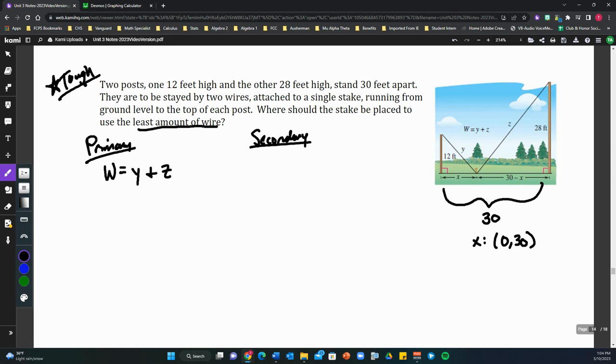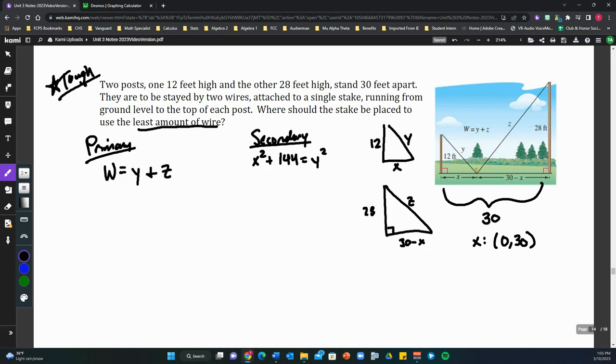So to do that, let's analyze this first little triangle. So first little triangle has a base of x, a height of 12, and a hypotenuse of y. So by Pythagorean theorem, we have one equation that says x squared plus 12 squared, or 144, equals y squared. Then for the big triangle, we have dimensions. The base is 30 minus x, the height is 28, and the hypotenuse is z. I know I didn't draw it in the right direction, but I just don't feel like erasing it now. Still works the same way, just oriented the other direction.